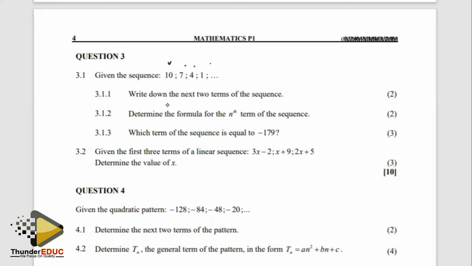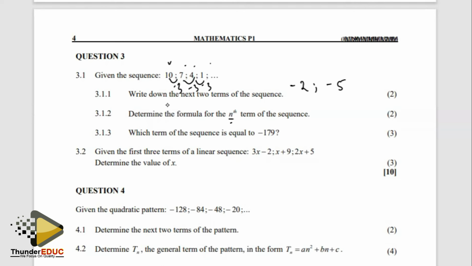So we don't know whether it's quadratic or linear. Let's see. We are subtracting 3. We subtracted 3, we subtracted 3, which means we go on subtracting 3's. So 1 minus 3, we're going to get negative 2. We subtract 3, we get negative 5.